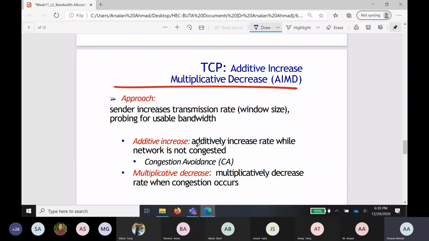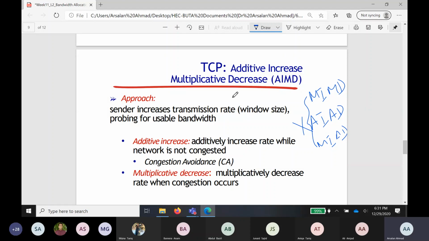That is why the increase is additive. The increase is not multiplicative. By the way, you can try as a homework for yourself, and you will see that there can be other variants of the algorithm, but they will not converge to a fair and efficient bandwidth allocation. You can try those variants by yourself at home. For instance, multiplicative increase and multiplicative decrease, or additive increase and additive decrease, or multiplicative increase and additive decrease. All these three variants will fail to achieve a fair and efficient bandwidth allocation, and only the AIMD algorithm, if we increase the rate additively, and in the case of congestion decrease the rate multiplicatively, will converge to a fair and efficient bandwidth allocation.